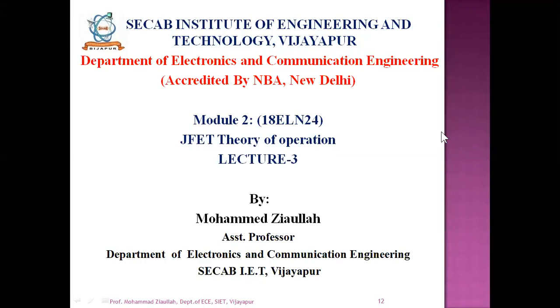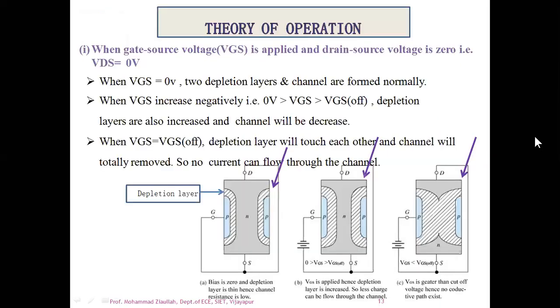Based on the operation of this JFET, it is categorized into N channel and P channel. So based on the N channel and P channel, how will this JFET work? To make this JFET work, there are a few conditions and a few cases. Let us see one by one how these cases will help us to make this operation successful.